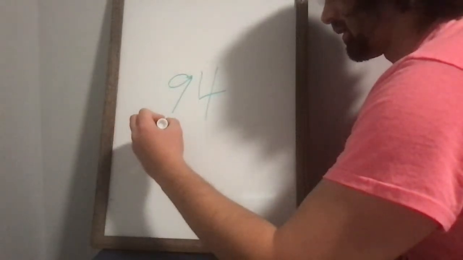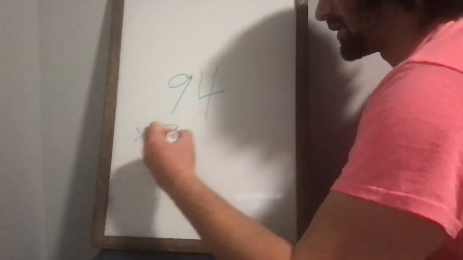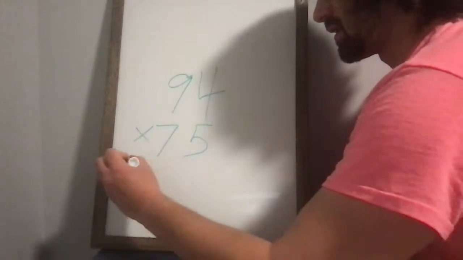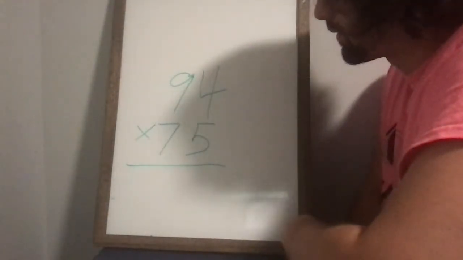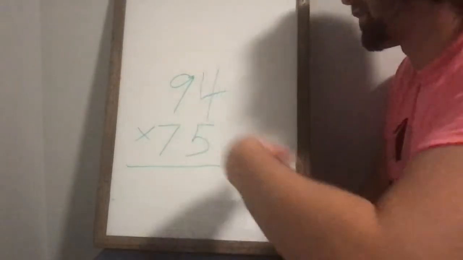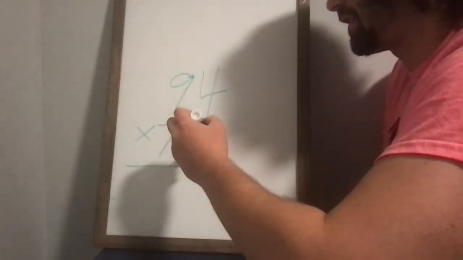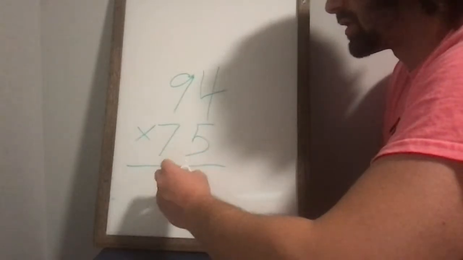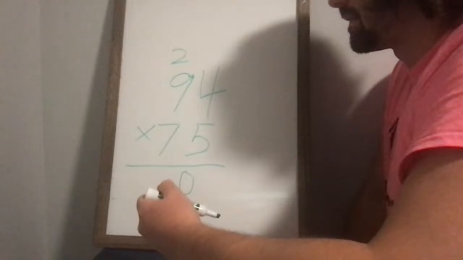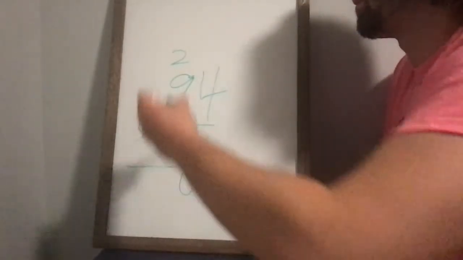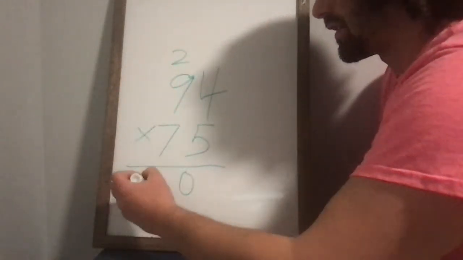$94 times 75. All right. So first step, we always multiply the digits in the ones place first. 4 times 5 equals 20. So I'm going to put a 0 in the ones place. I'm going to carry 2 over to the tens place. 9 times 5 equals 45, plus the 2 that we carried over is 47.